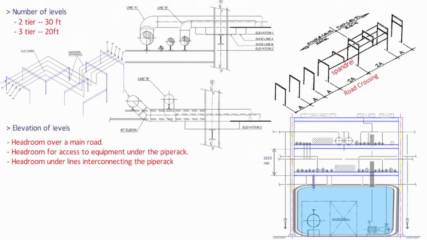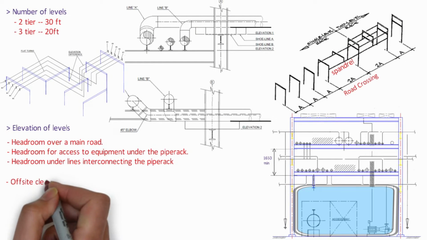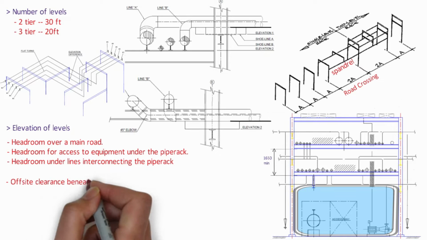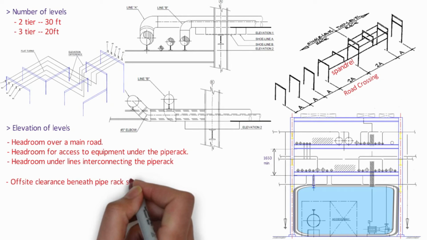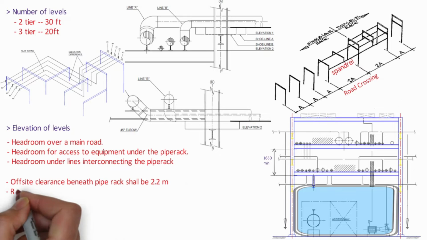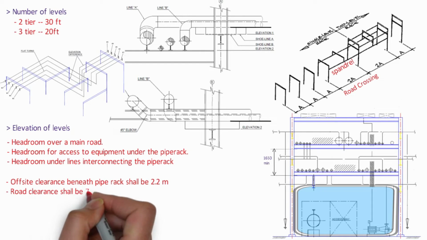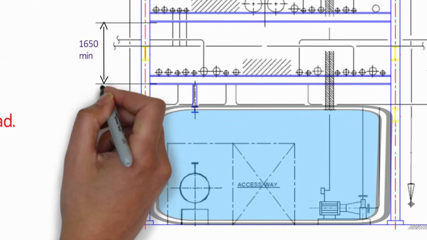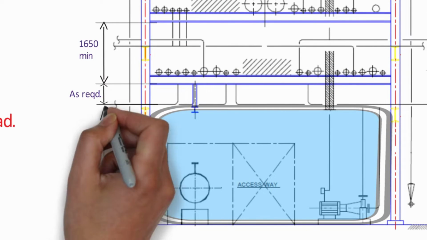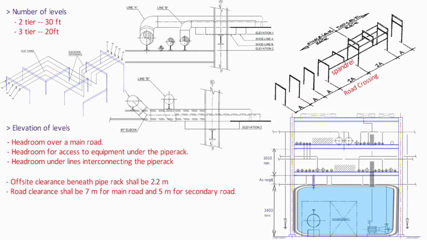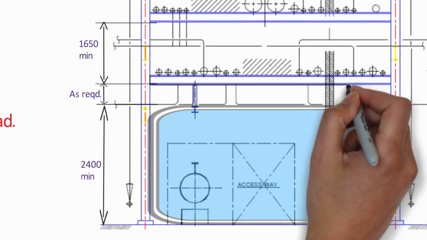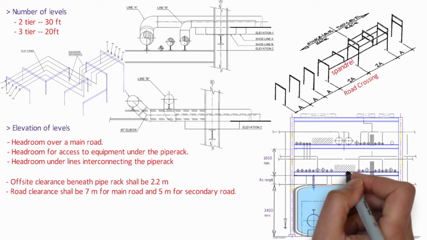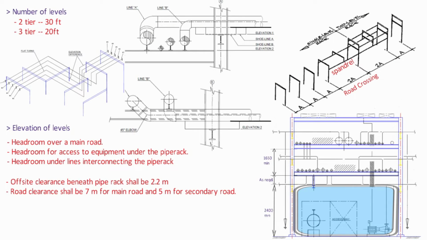For offsite, clearance beneath pipe rack shall be 2.2 meter minimum both in longitudinal and transverse direction for man movement. Road clearance shall be 7 meter for main road and 5 meter for secondary road. Considering support for branch pipe, BOP should be 2.4 meter minimum. The size of beam supporting the pipe rack piping should also be taken into account when considering headroom. Pipe rack arrangement should be developed to suit the specific plant requirement.